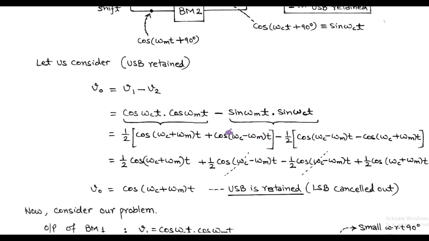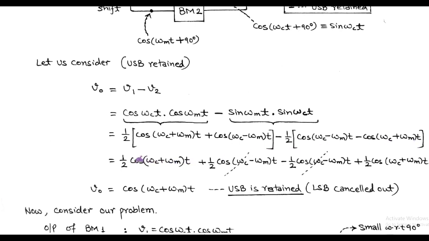Now we have a formula of 2 cos A cos B. For this we first multiply and divide by 2. So the first term is 1 upon 2 within bracket cos of (omega c plus omega m) t plus cos of (omega c minus omega m) t, and the second term is 2 sin A sin B. For this we multiply and divide by 2 and we get 1 upon 2 within bracket cos of (omega c minus omega m) t minus cos of (omega c plus omega m) t.